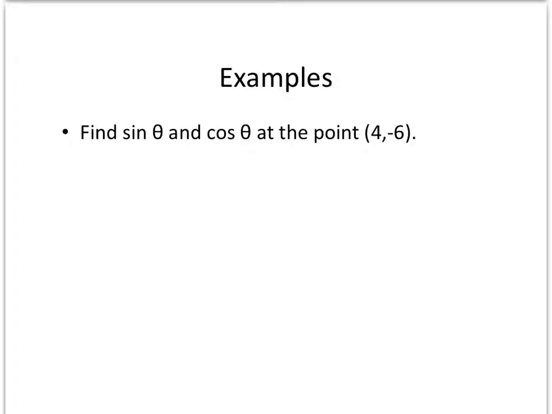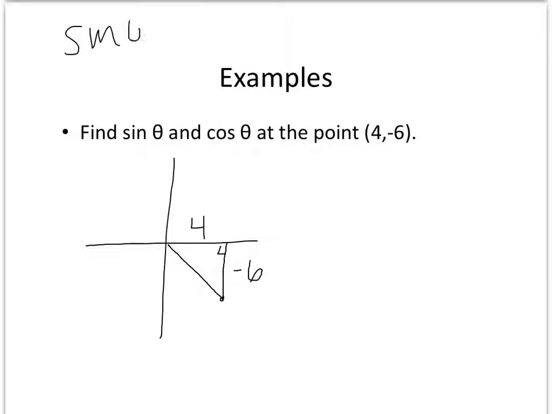So here's another kind of problem. It says find the sine of theta and cosine of theta at the point 4, -6. So if we take a look, 4, -6, we'll call that down here. If I make this triangle, our x value is 4, our y value is -6, and we have our right triangle. So again, the sine of theta equals y over r, and the cosine of theta equals x over r. So the missing piece here is r.